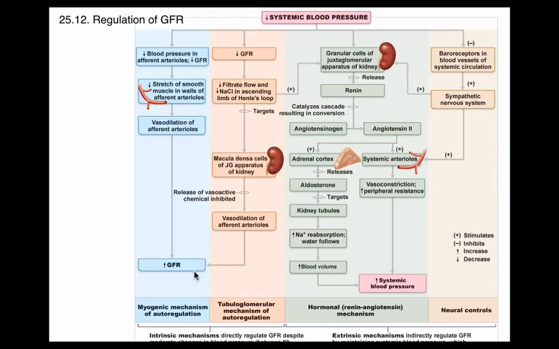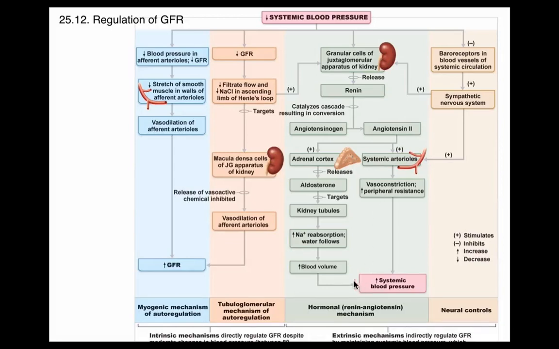In addition to that process, there are also things that happen through hormonal mechanisms. Primarily this is going to be the renin-angiotensin system. As you saw before, when blood pressure goes down, the granular cells of the juxtaglomerular apparatus are going to release renin. Renin is going to catalyze this reaction eventually so that angiotensinogen turns into angiotensin II, which is going to make a couple things happen. Angiotensin II acts on systemic arterioles, causes vasoconstriction, which is going to increase the total systemic blood pressure.